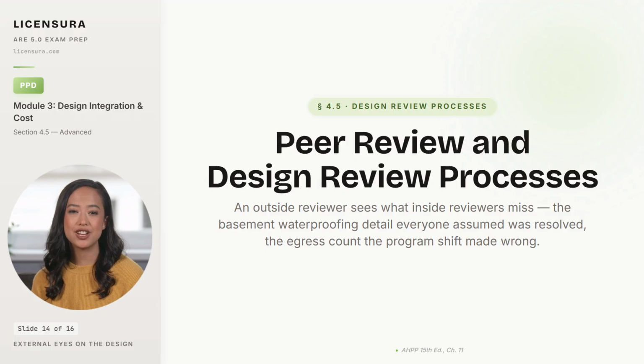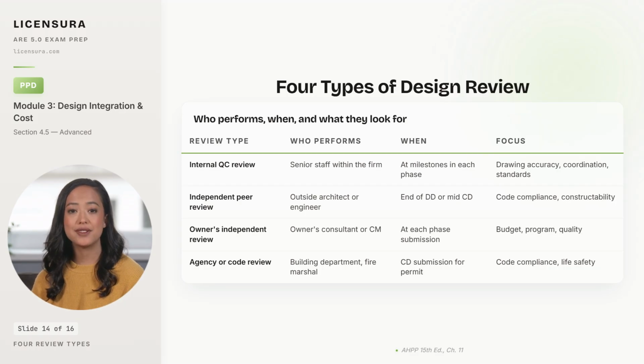4 review types each do a different job. Knowing which one to commission and when is itself a design decision. The architect commissions them on different schedules. Internal QC review is performed by senior staff within the firm at milestones in each phase, typically end of SD, end of DD, and at the 50% and 95% CD marks.